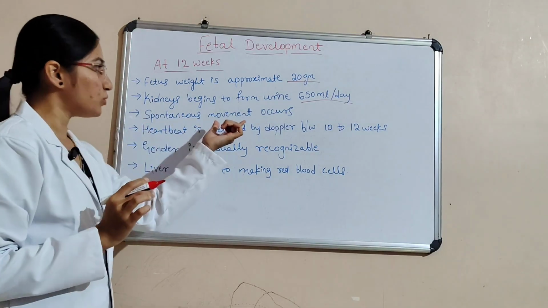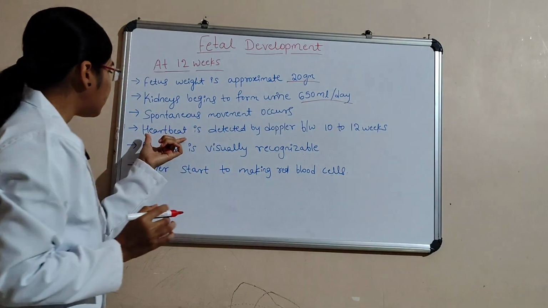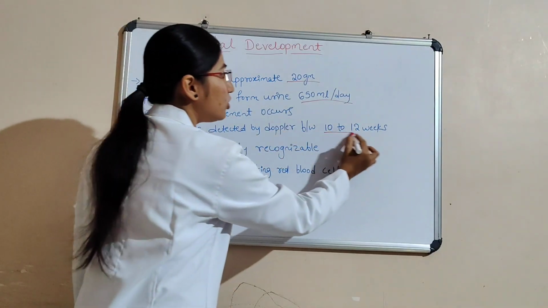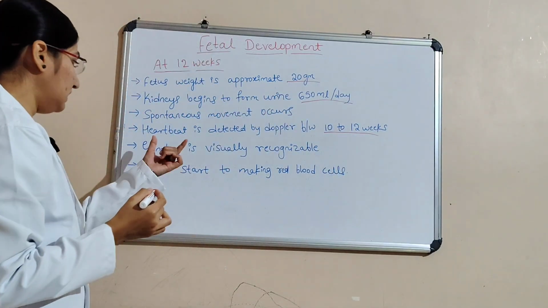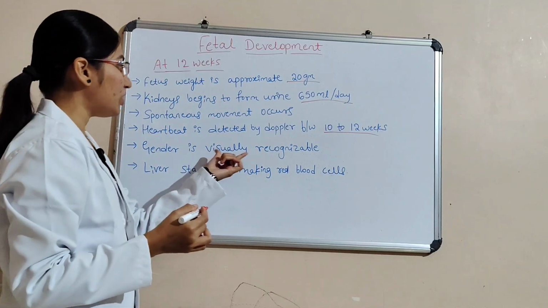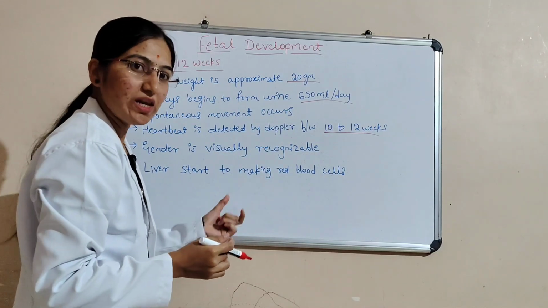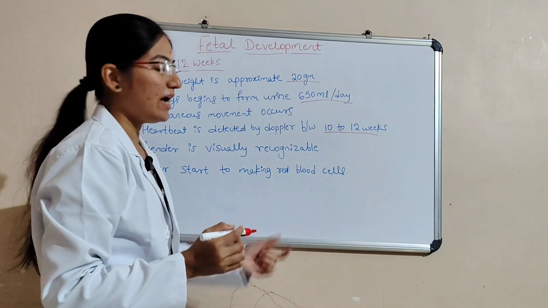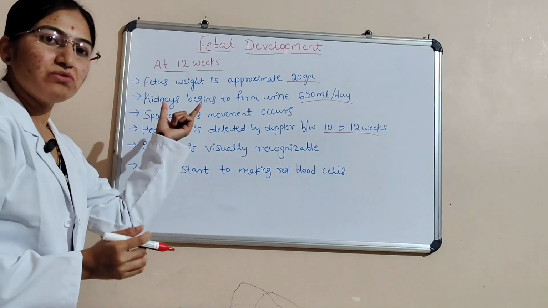And then spontaneous movement occurs. Heartbeat is detected by Doppler between 10 to 12 weeks. Gender is visually recognizable. And the liver starts making red blood cells at 12 weeks.